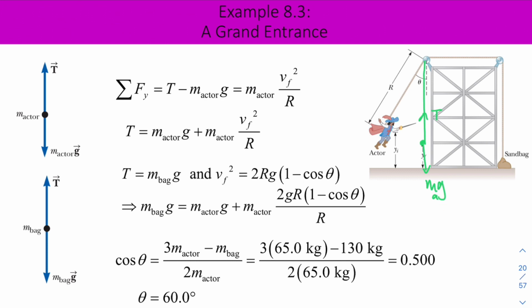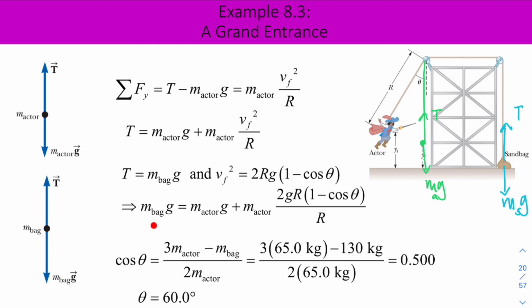Mass times a equivalent to m a_c, because the actor is swinging in a circular path. T is equivalent to m actor times g plus m actor v final squared over r. So this is a_c. And we know that for the sandbag itself, the tension experienced by the sandbag is equivalent to its weight.